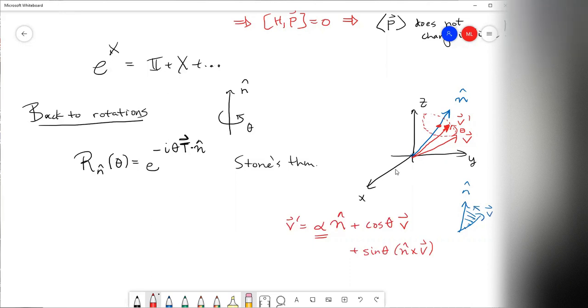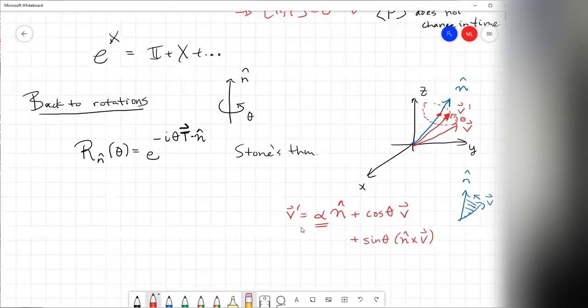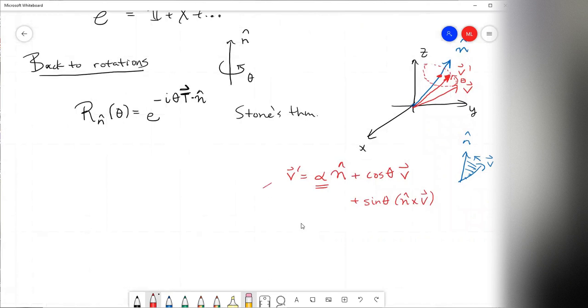And we can actually figure out what alpha is by taking into account the fact that if you rotate a vector, its magnitude stays the same. It's just a rotation. So we can take this and calculate the magnitude. What we would get is alpha squared, that comes from this part, plus cosine squared theta times the magnitude of V squared. That's from this part. And then we'll have some cross terms.